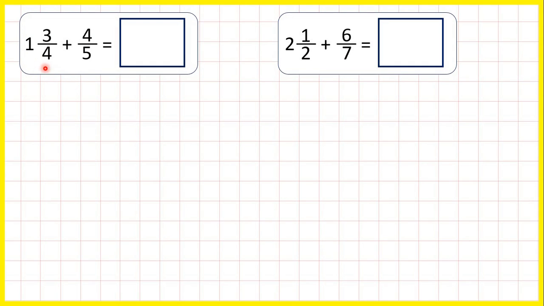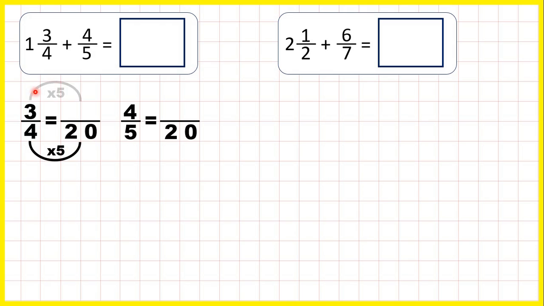1 3/4 plus 4/5. So we need to change our fractions so that they have a common denominator. Now 20 is in both the 4 and the 5 times table, so we can find equivalent fractions to 3/4 and 4/5, which have a denominator of 20. 4 times 5 is 20, 3 times 5 is 15, 5 times 4 is 20, 4 times 4 is 16.